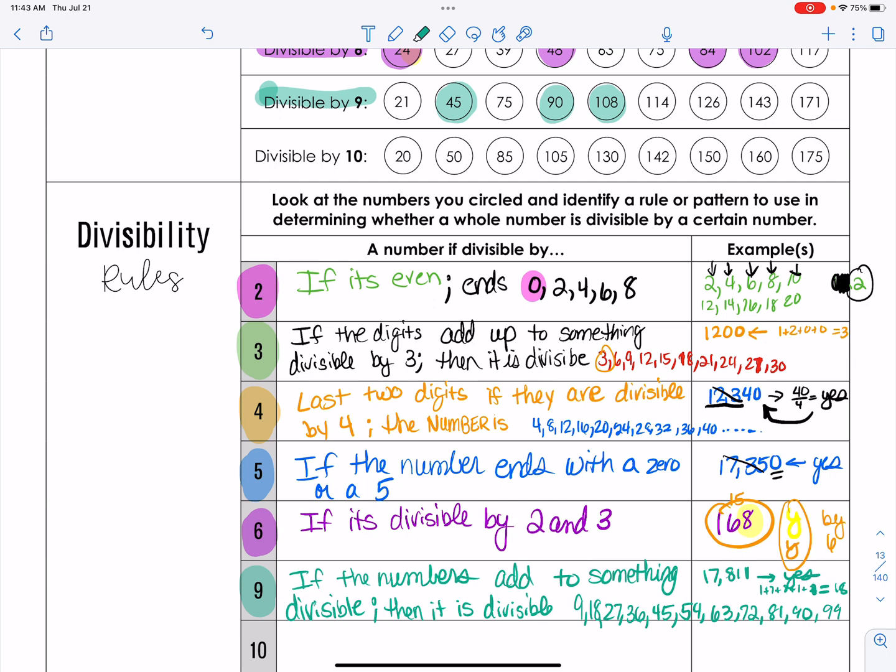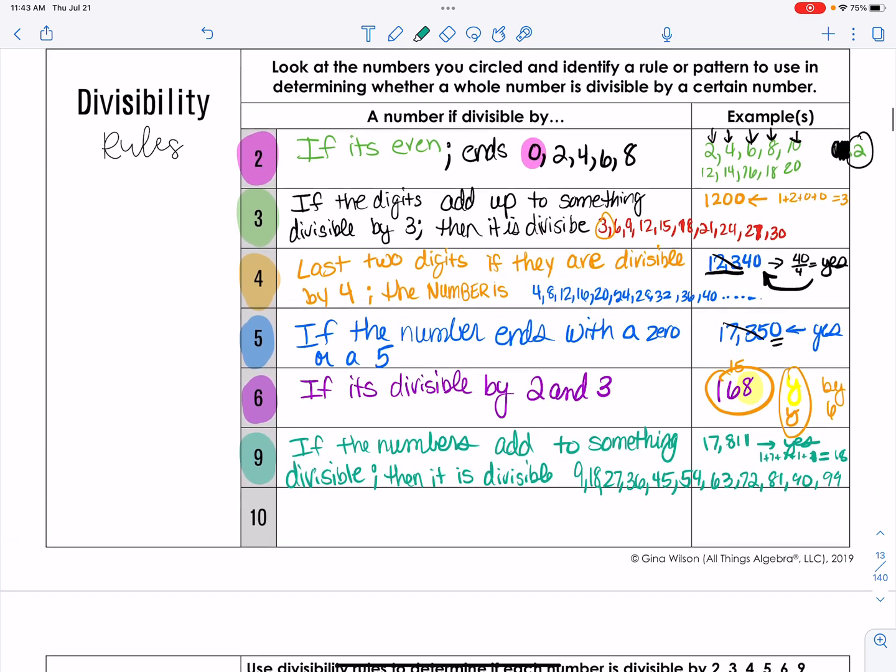Okay, 126. 126 is 3 plus, that's 9. That's divisible. 143 is 7 plus 1 is 8. That is not. And the last one adds up to 9, so that is divisible.